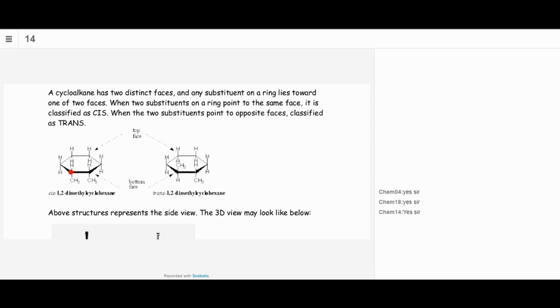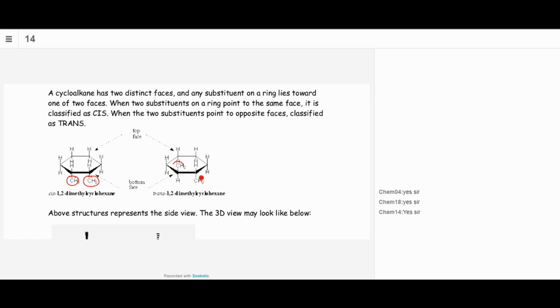So any groups other than the main carbon ring, the other groups, face either the top face, the top part of it, or the bottom face, right? So substituents in a cyclic compound face either the top face or the bottom face. So if the substituents are on the same side, for example, next to each other on adjacent carbons, in this case you can see the CH3 groups are the similar groups. If they are next to each other on one face, we call it cis.